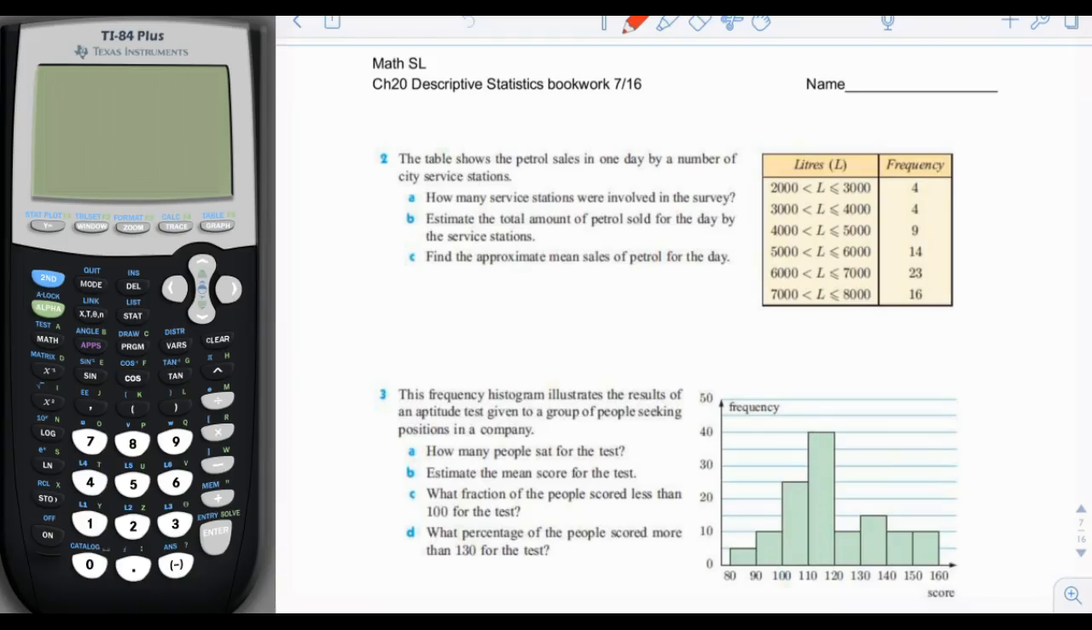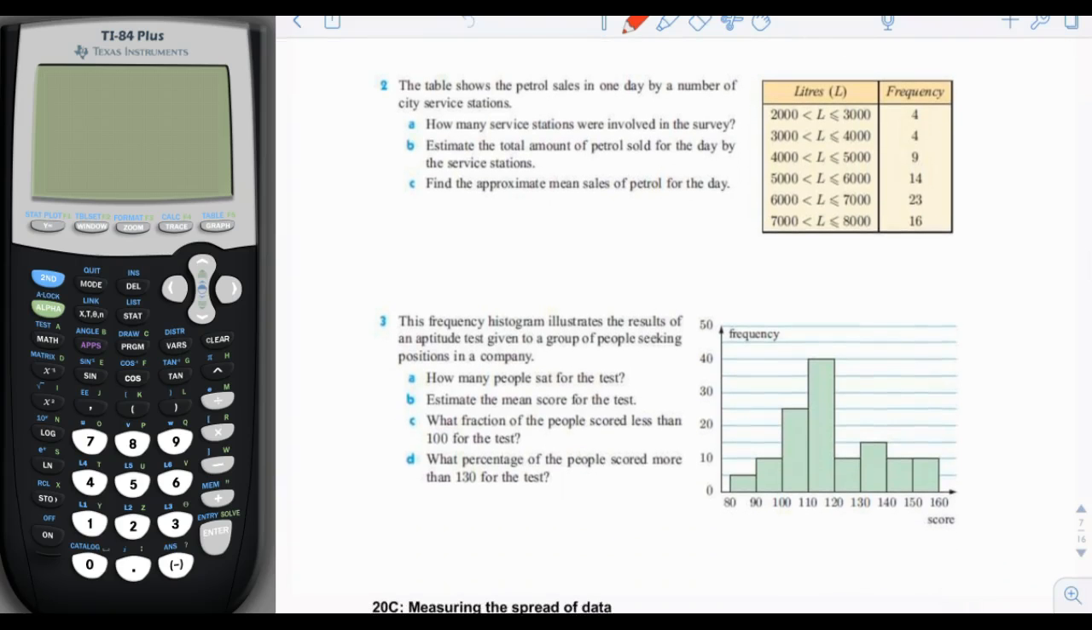Descriptive statistics, page 7 and 8. Number 2. The table shows the petrol sales in one day by a number of city service stations. How many service stations were involved in the survey? What they want here is the total of this column.